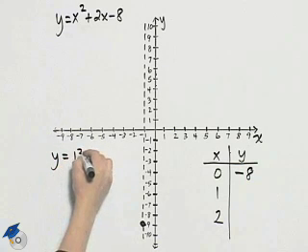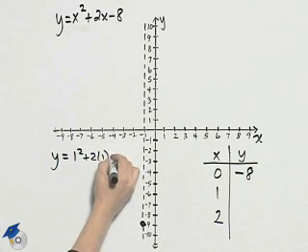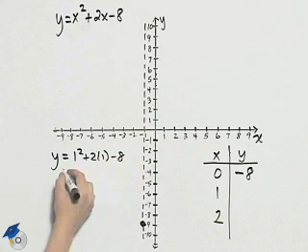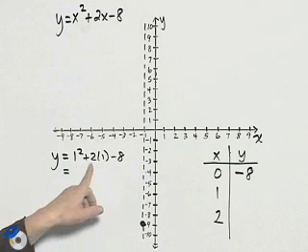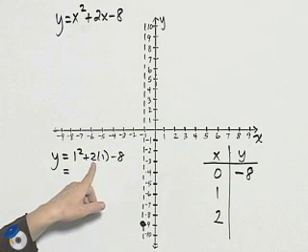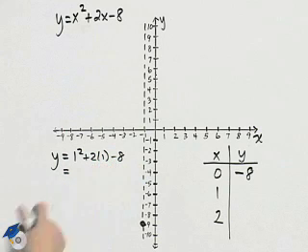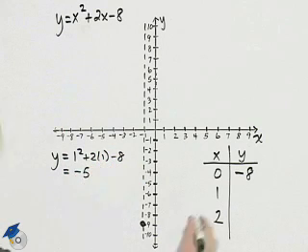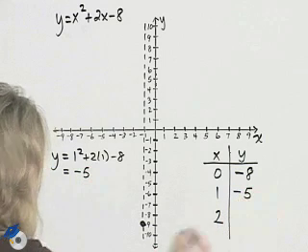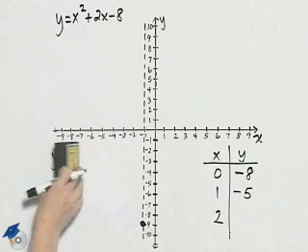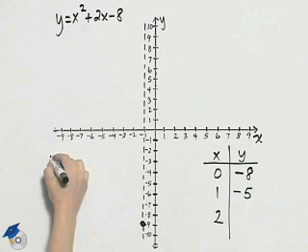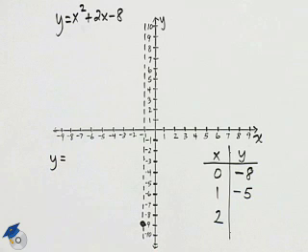Y equals 1 squared plus 2 times 1 minus 8. We'll have 1 plus 2, which is 3, minus 8. So we get -5. So when x is 1, y is -5. And finally, we can evaluate y when x is 2.